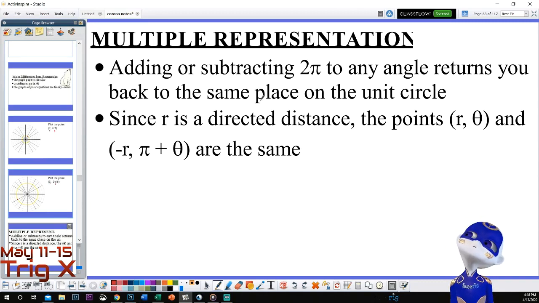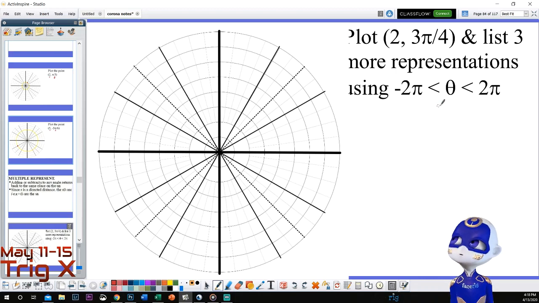Now, there are multiple ways, as you just saw right there, to represent the exact same point. In fact, there are 4 different ways. Let's move on and show you some of those ways. So we're going to assume that all of our angles are between negative 2 pi and 2 pi. We're going to first plot 2, 3 pi over 4, and then we're going to list 3 other points.